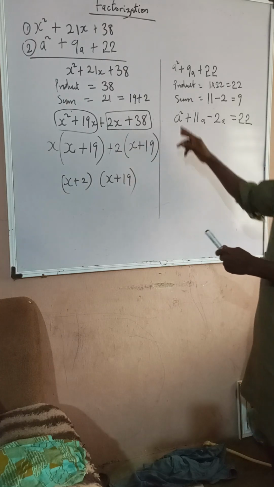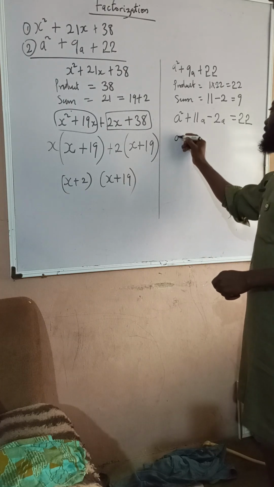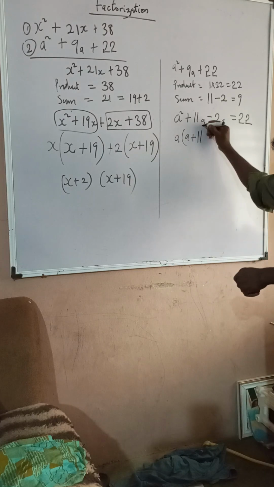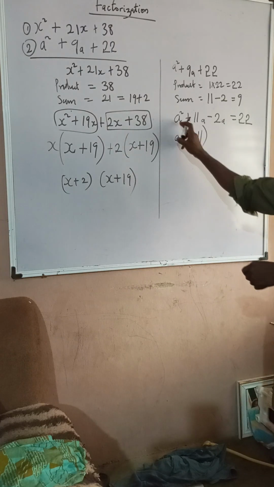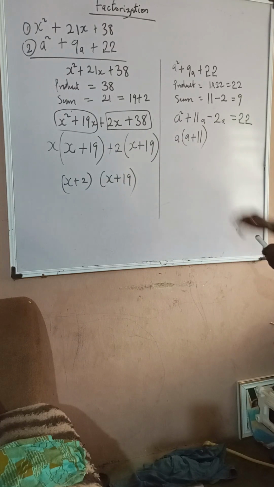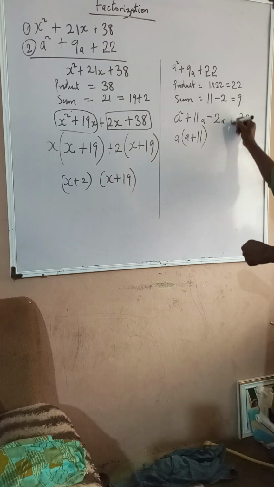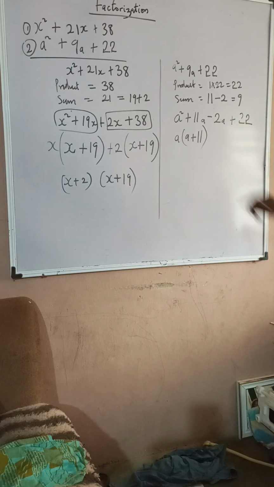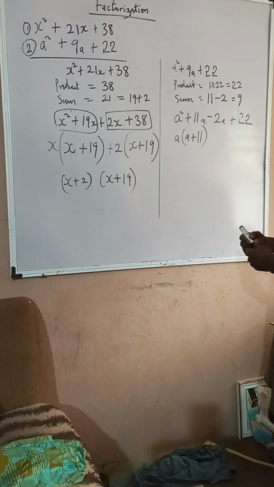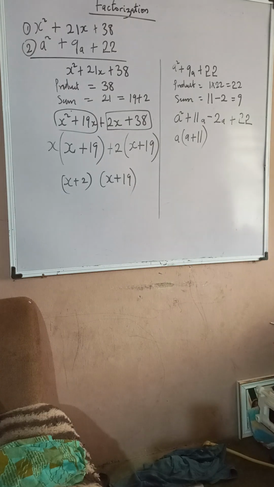So what is common between a square and 11a? That is a into bracket a plus 11, right? Because a times a square, a times 11, 11a. Now, the next one is minus 2a and 22. What is common between them? We have minus 2 to be common in them.